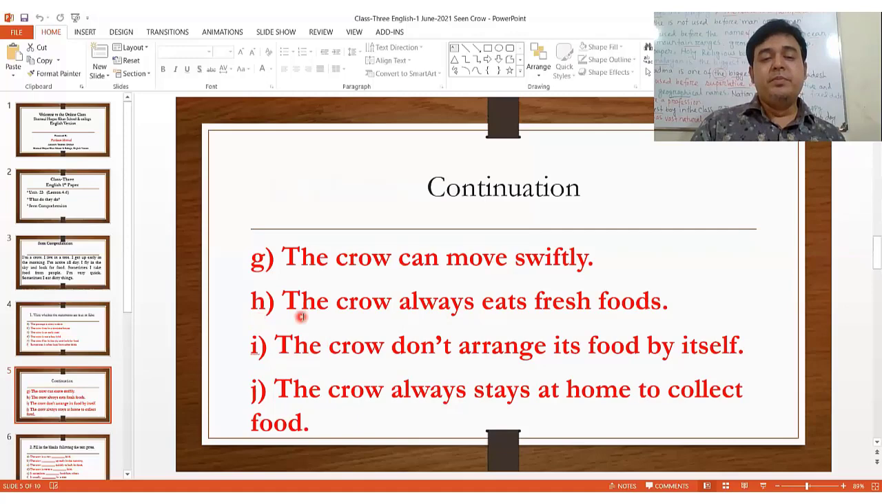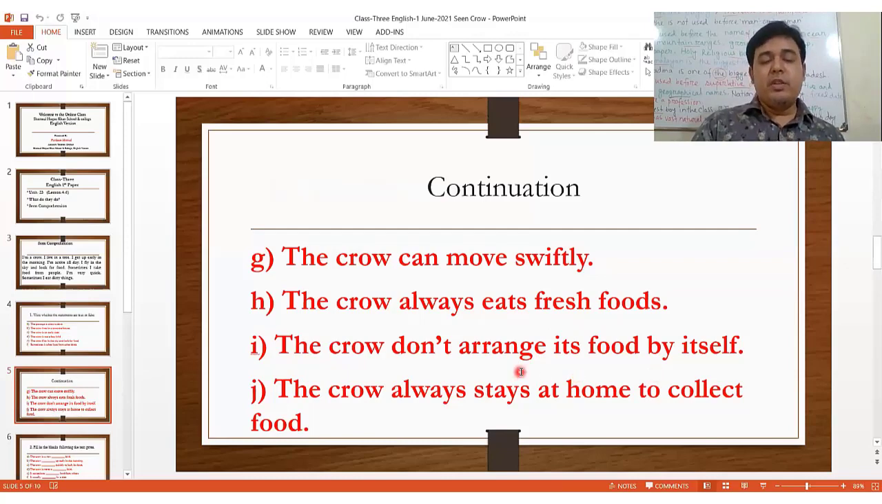So number H, the crow always eats fresh foods. That is a fact. Can the crow? There are many animals in the world, also including birds. Some eat fresh foods, some are scavengers, and some also eat dirty things. So crow is not that type. Crow can't always eat fresh foods. So that's false.